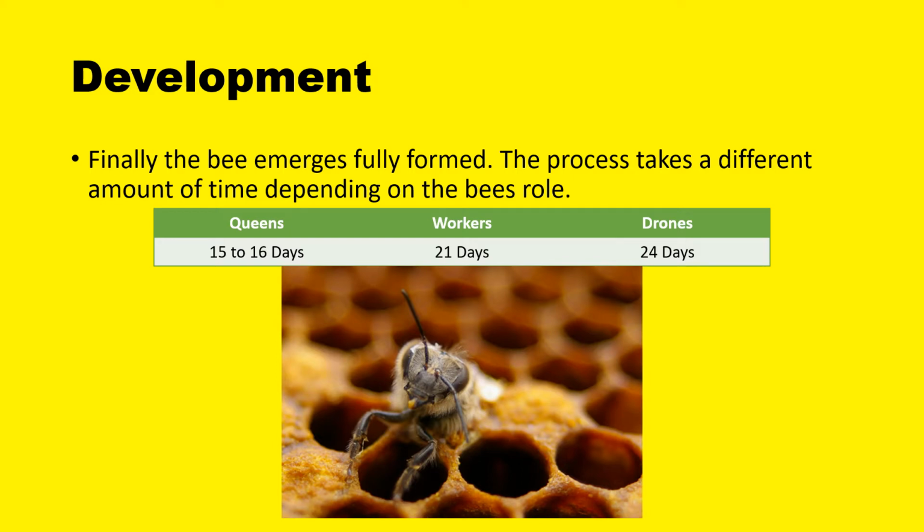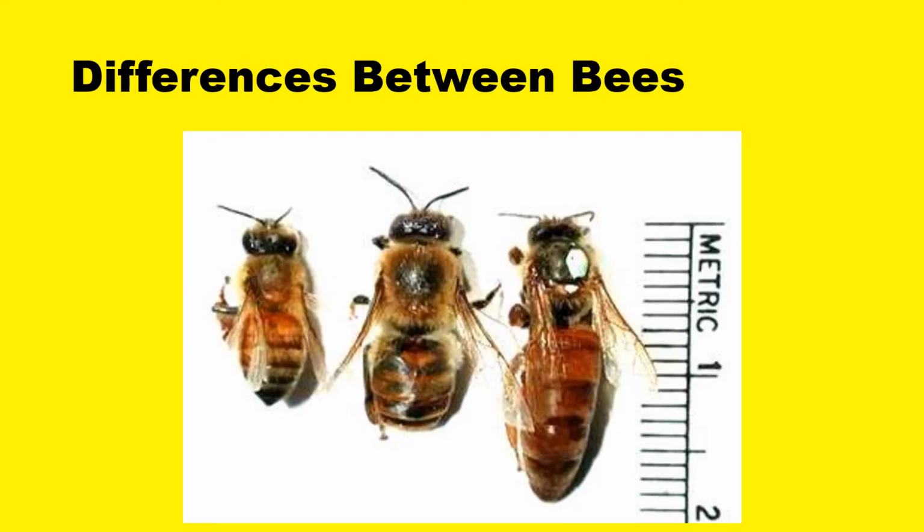So there are three major roles in the colony. There's the queen bee, and they develop very quickly. They develop in about 15 to 16 days. After that, we have worker bees, which are the majority of the bees in the colony, and they take about 21 days. And then last but not least are the drones. Drones are interesting. Drones are the only male bees in the colony, and their job is solely to mate with the female, or with the queen bee rather. And they take the longest amount of time. They take 24 days.